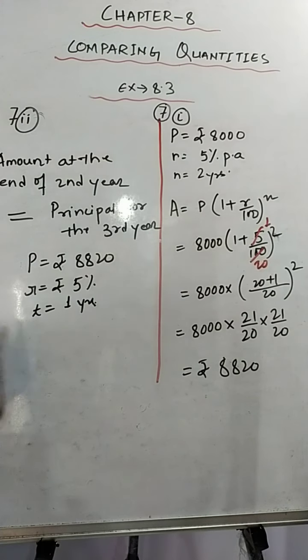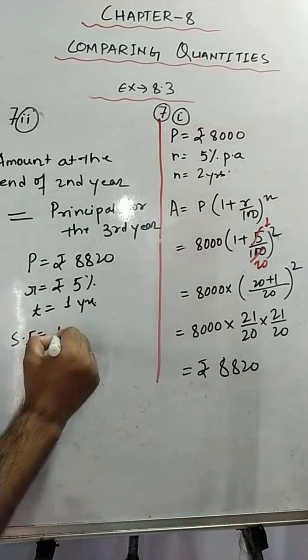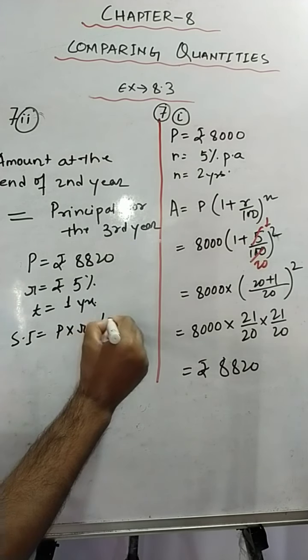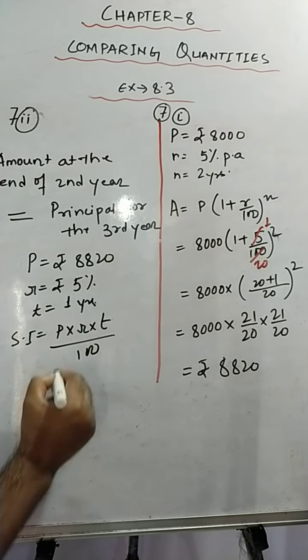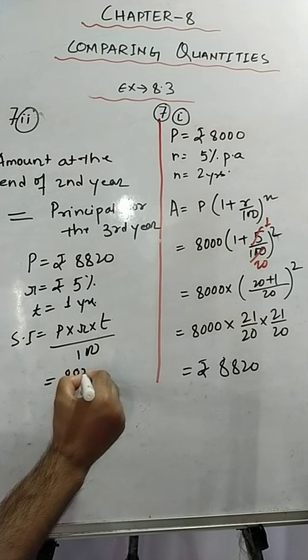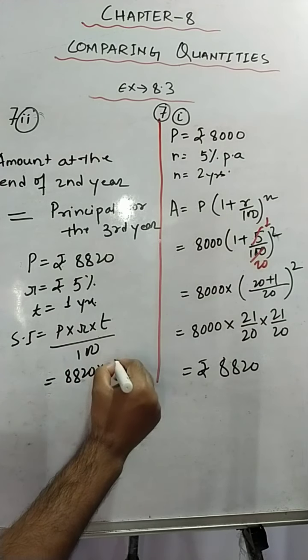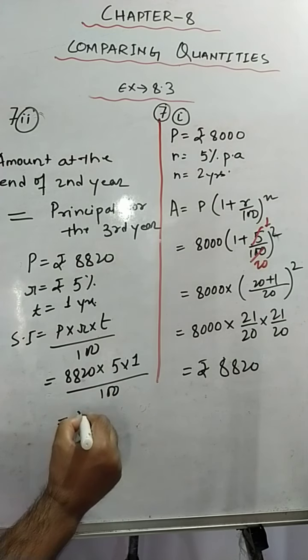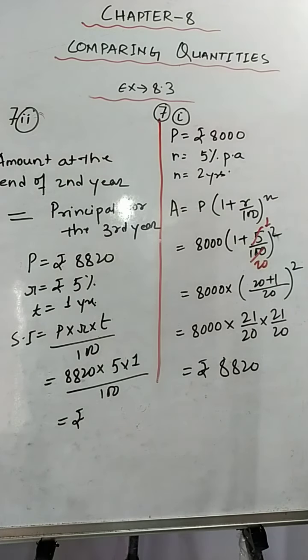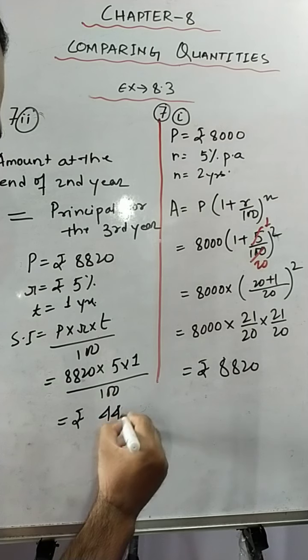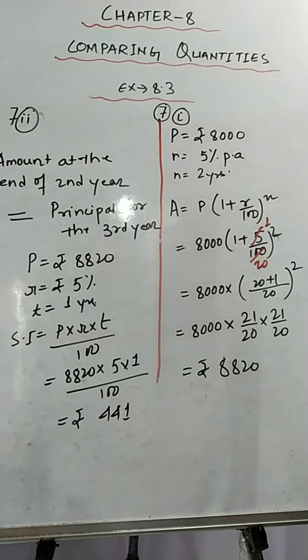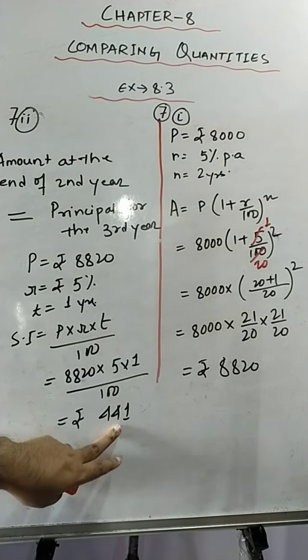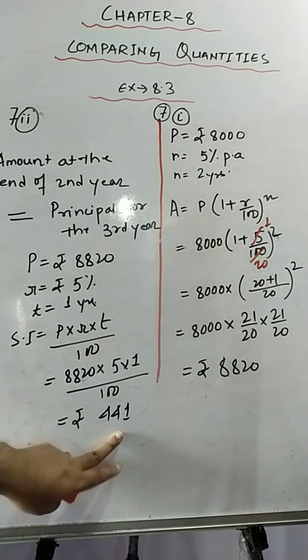Fine. Now we'll use the simple interest, that is P into R into T by 100. So P is what? 8,820. R is what? 5. T is what? 1. And we have to divide this with 100. So after calculation, students, we will get the answer as rupees 441. So this is the interest for the third year.